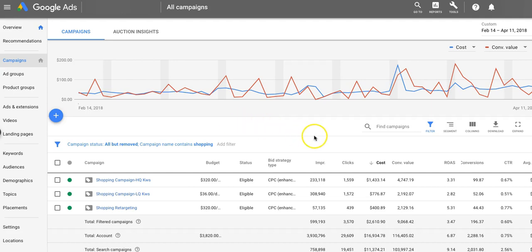Now take a look at these numbers. The return on ad spend for our high quality campaign is 331%, for our low quality keywords 282%, and not surprisingly for our retargeting campaign 531% return on ad spend. Huge turnaround with only a few simple changes. I took one subpar Google Shopping campaign and turned it into 3 stellar performers. So if you're ready to take your Google Shopping campaigns to the next level, this is a fantastic way to do it.